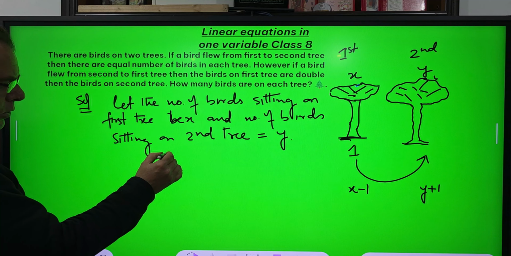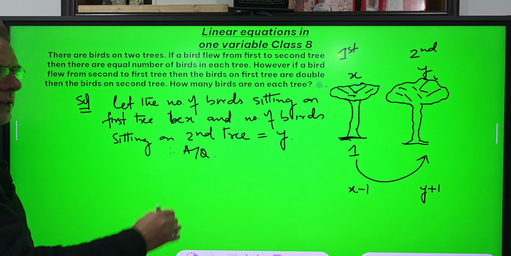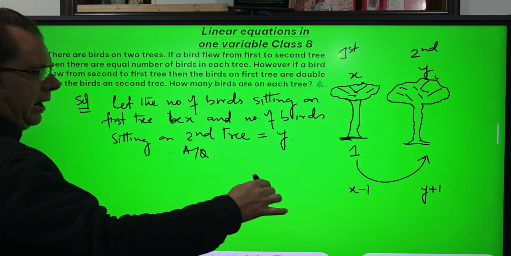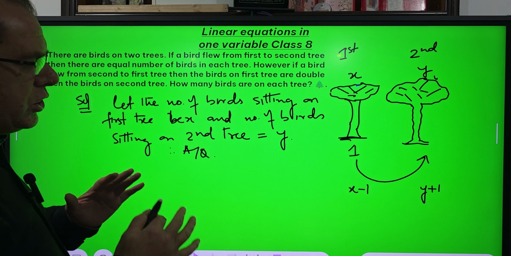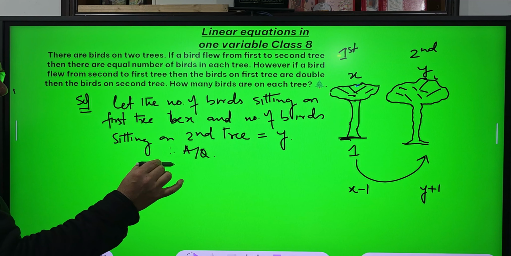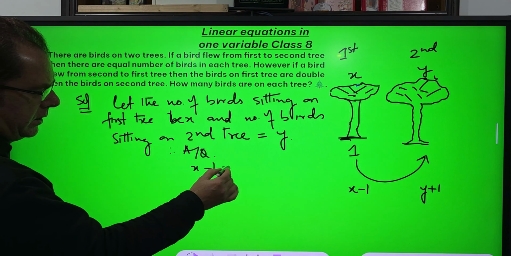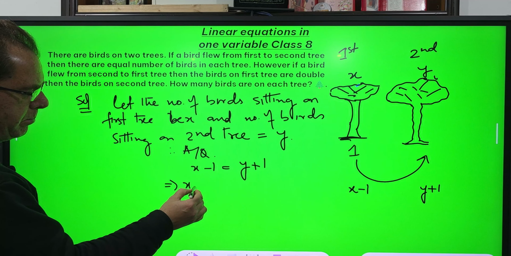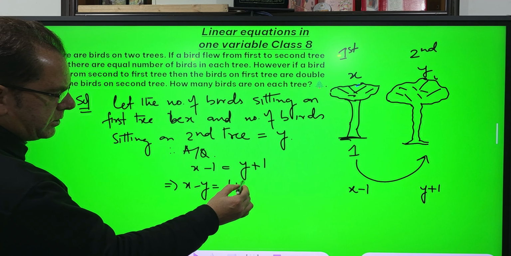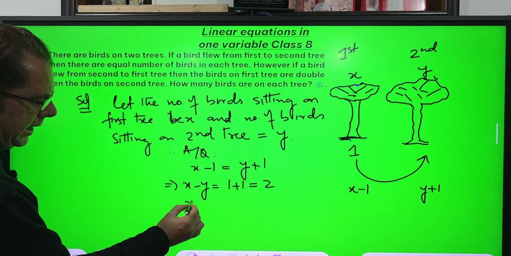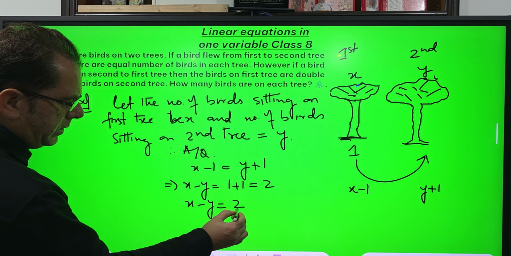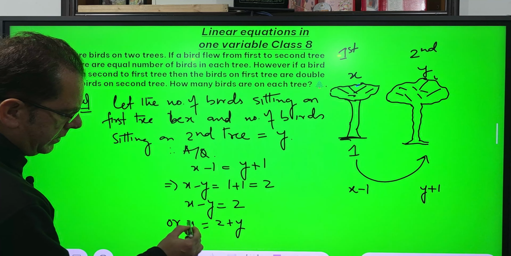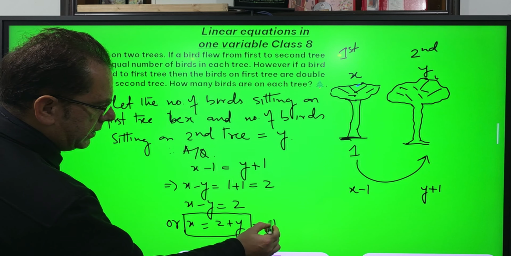So therefore, according to the first condition of the question, one bird flew from the first and sat on the second, and the number of birds remains the same on each tree. So that means X minus 1 is equal to Y plus 1. So it implies that X minus Y is equal to 1 plus 1, that will be equal to 2. So X minus Y is equal to 2, or we can write it as X is equal to 2 plus Y.